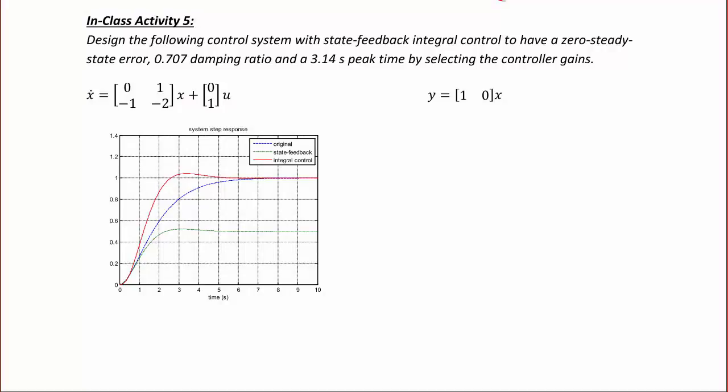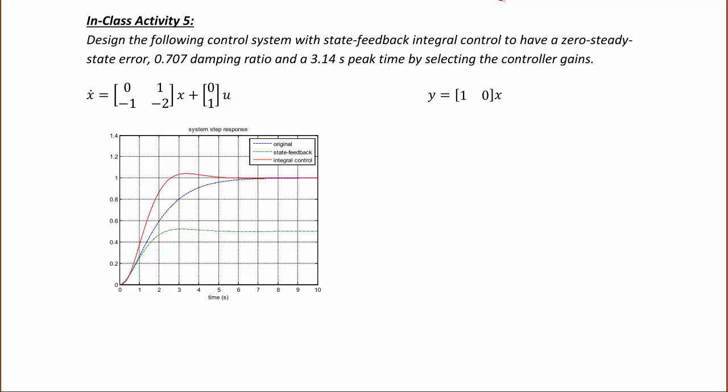So now let's try another example. Design the following control system with state feedback integral control to have a 0 steady state error, zeta equal to 0.707, and a time to peak of 3.14 seconds by selecting the controller gains. ẋ is equal to [0, 1; -1, -2]x plus [0; 1]u, and y is equal to [1, 0]x.